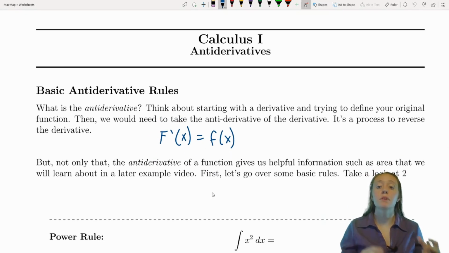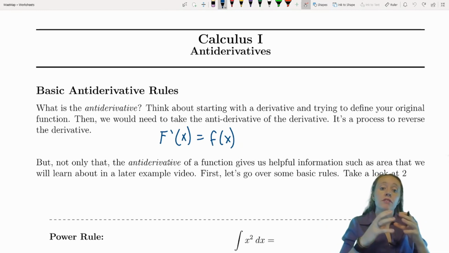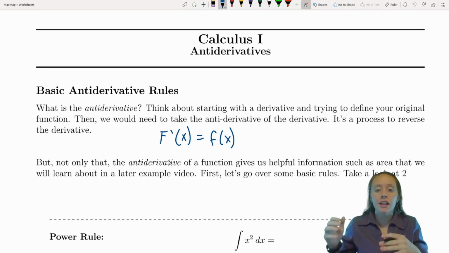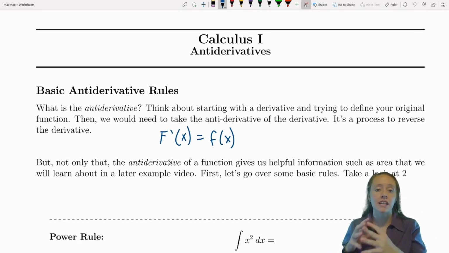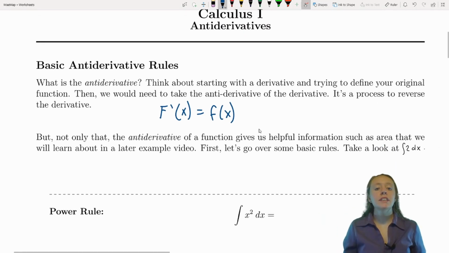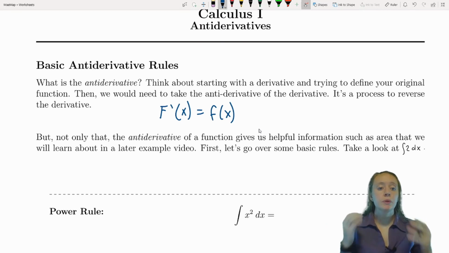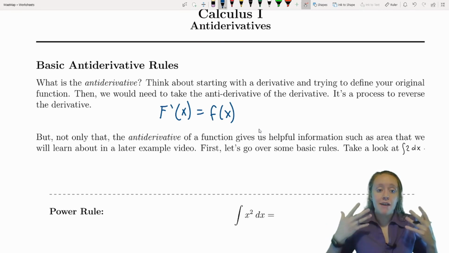Now, not only can we reverse the process of taking a derivative, but if we start with our original function, f of x, and integrate that to get big F of x, or the capital letter F of x, that gives us helpful information about the function itself. Where the derivative gave us the slopes of the tangent line, when we integrate, we're going to learn about how that relates to area. But first, let's go over some basic rules, and we're going to take a look at the integral of 2 dx. And this is just going to reinforce the concept of that plus c.